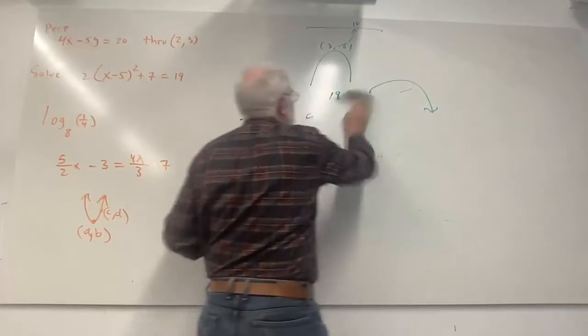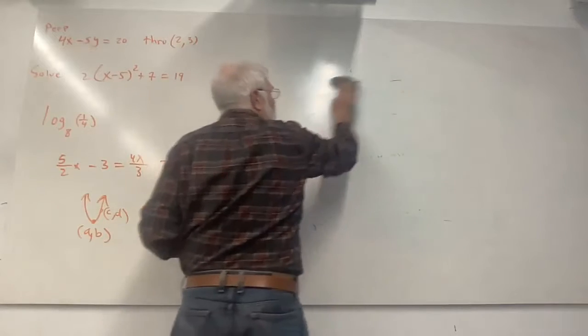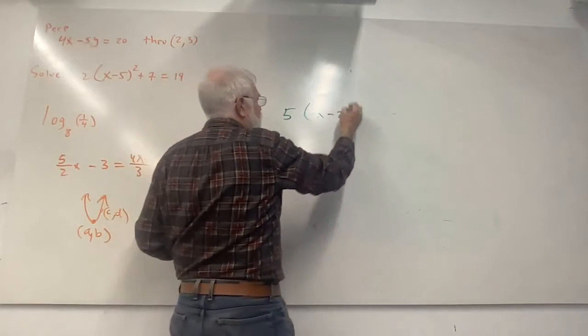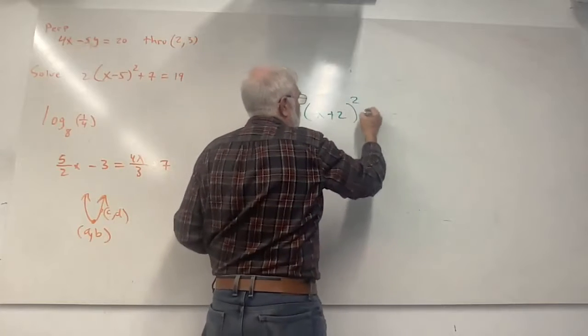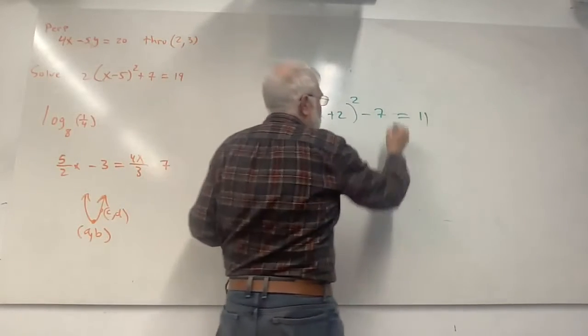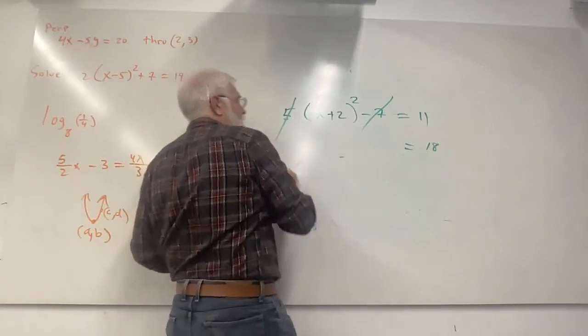Here comes the third. Okay, 4 steps, 4 inverse operations. Can you remember them? Let's look at 5 times (x plus 2) squared minus 7 equals 11. Okay, so you're going to add 7. Boom. 18. You're going to divide by 5.